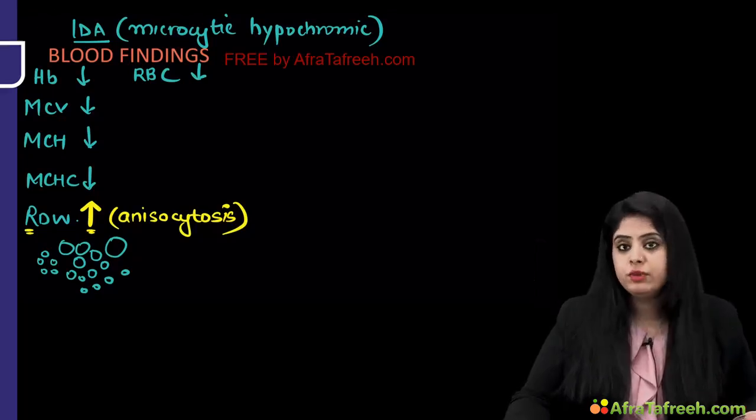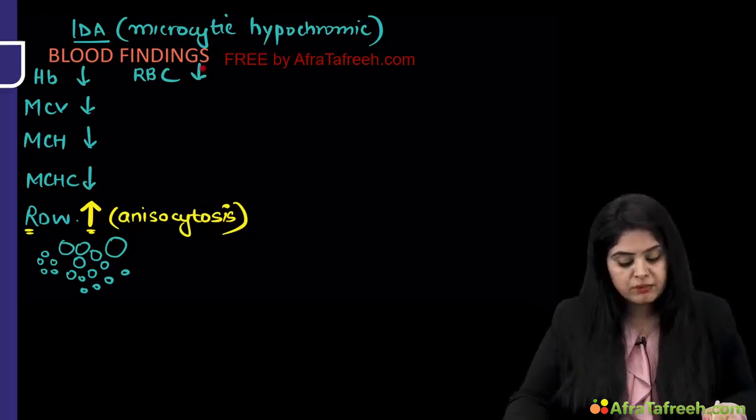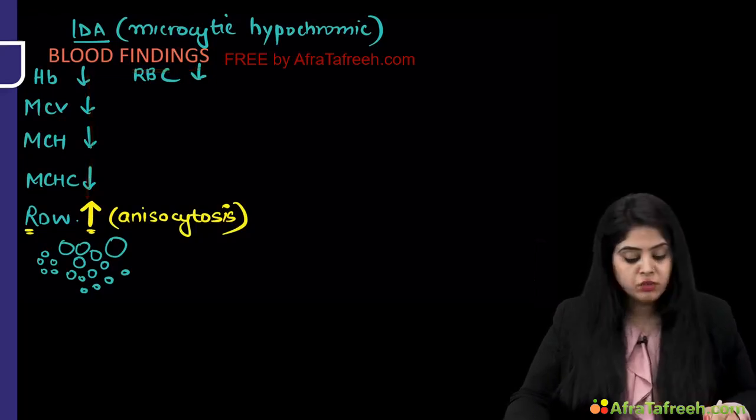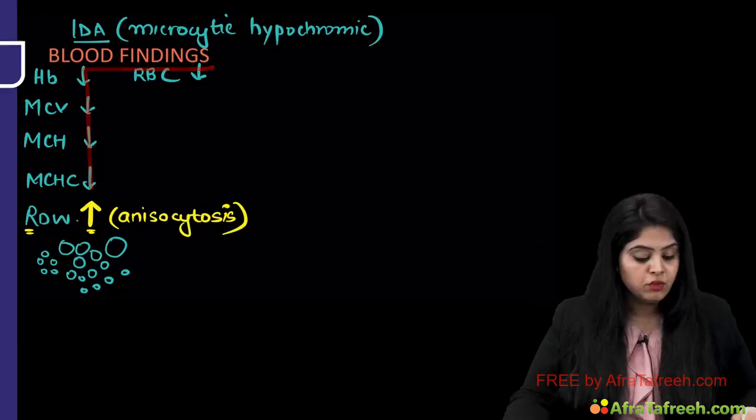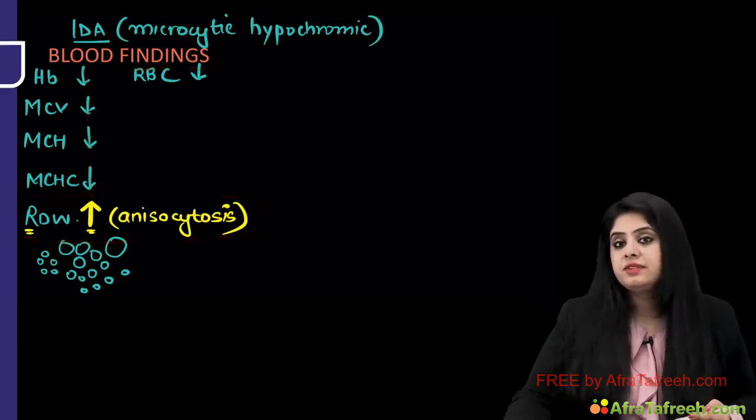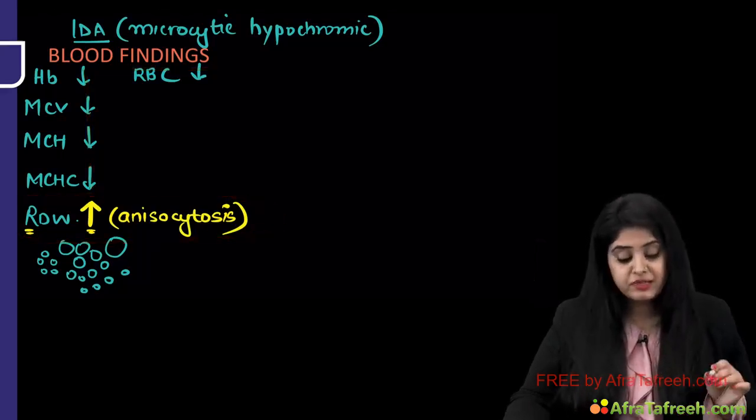So the nutrition hai, that will keep on going up and down. So the RDW is going to be more. So what did I realize? All the parameters are less. Hemoglobin, RBC, MCV, MCH, MCHC, everything is less. The only parameter increased is RDW. This was about your basic blood finding.